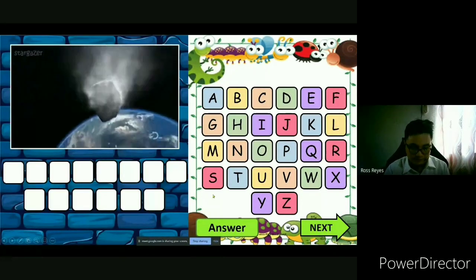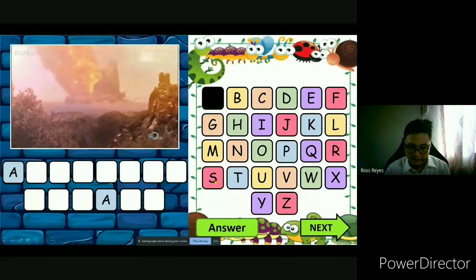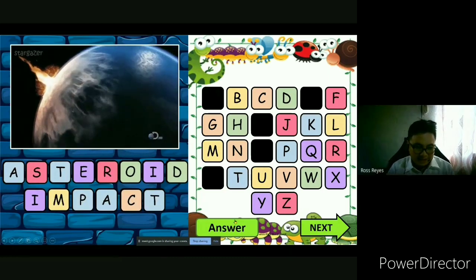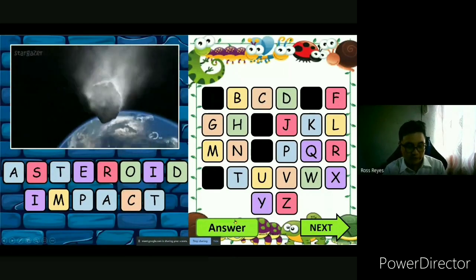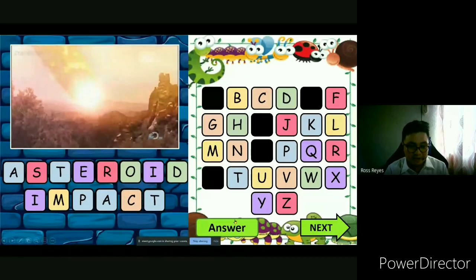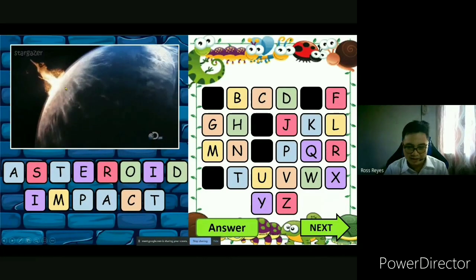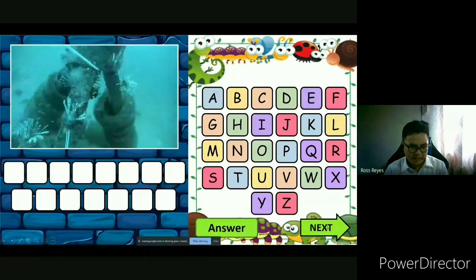Next puzzle. How about this one? Right, very good. An asteroid impact, it is believed that the major asteroid impact is the primary factor behind dinosaurs extinction. Basically, asteroid impact is the hitting of an asteroid to Earth's surface, causing a massive explosion-like impact. Okay? Next puzzle.